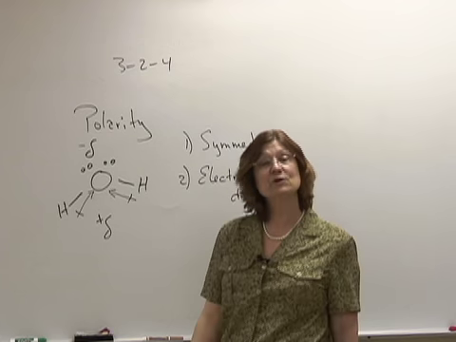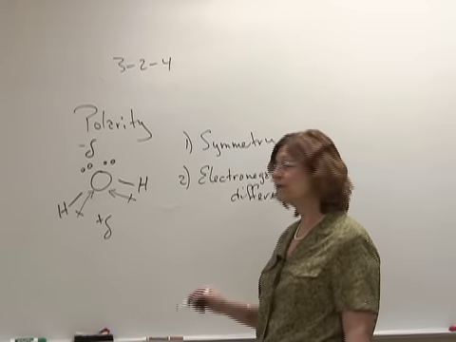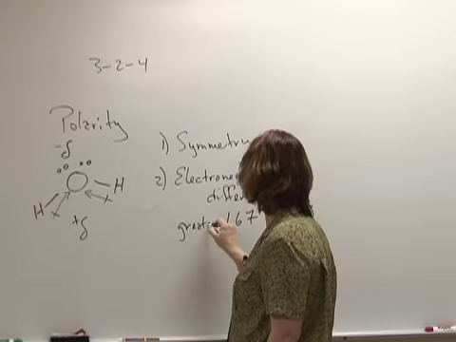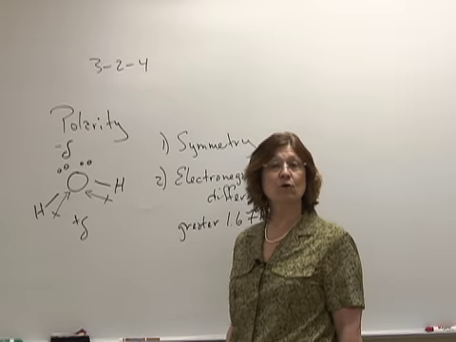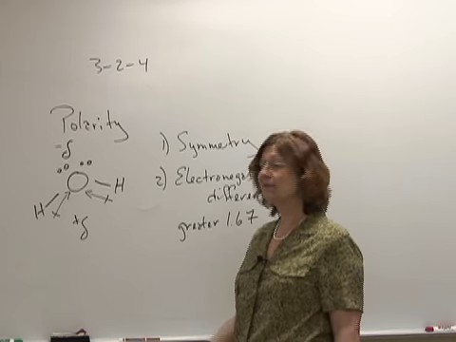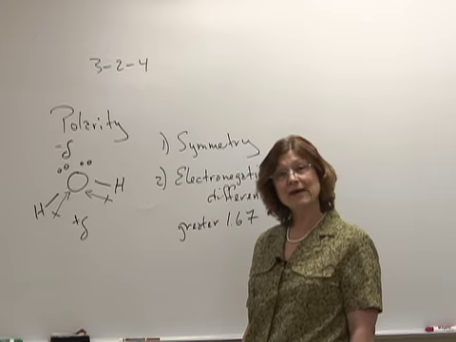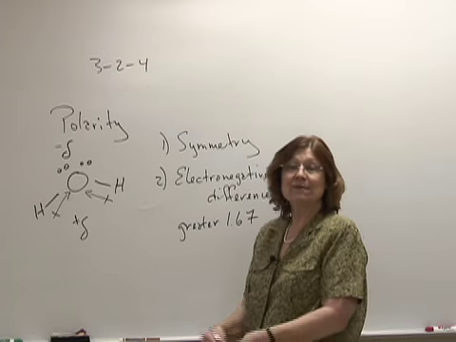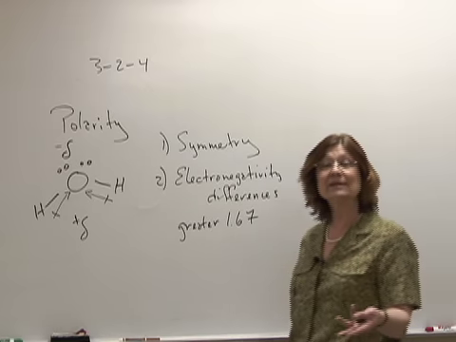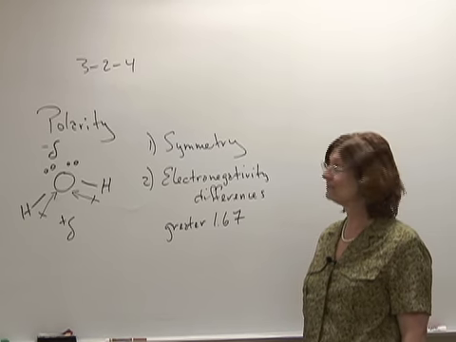And you will see this when you do the lab. If the difference between the 2 atoms is greater than 1.67, it is considered to be primarily or largely ionic. And if the number is less than 1.67, it's considered to be primarily covalent. And if you have the same 2 elements, like oxygen, and you subtract their electronegativities, then it would be 0 and they're completely covalent.